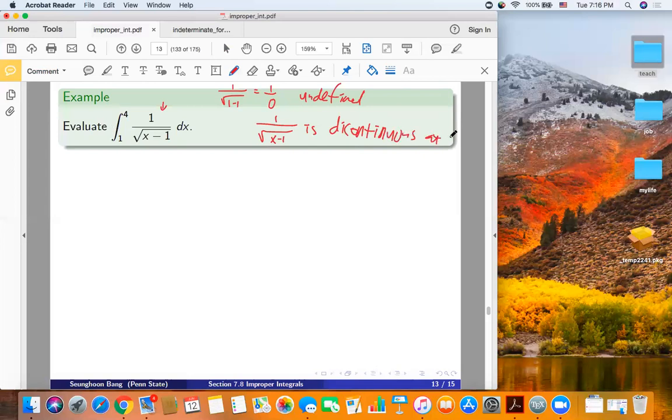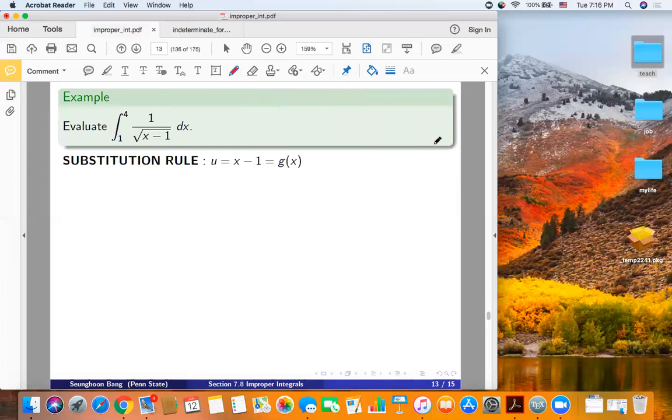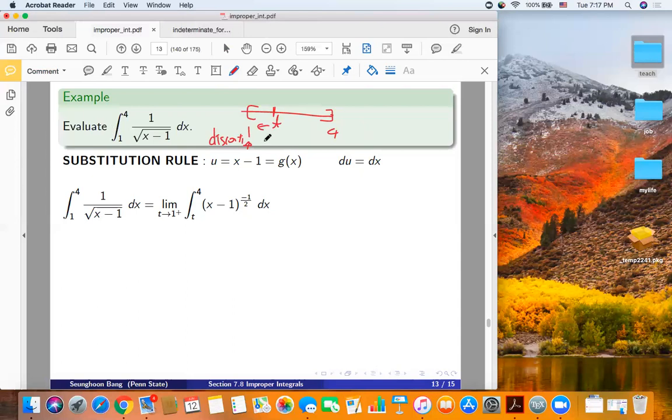Otherwise it is continuous, so you can use the substitution rule. Let u equal x minus 1. Then du is the derivative of x minus 1, which is just dx. This is ideal. You can change it to a limit, right? Here the bounds are 1 and 4. So we have a discontinuity at 1. You can choose a value t, where t approaches 1 from the right. You can change it like this.